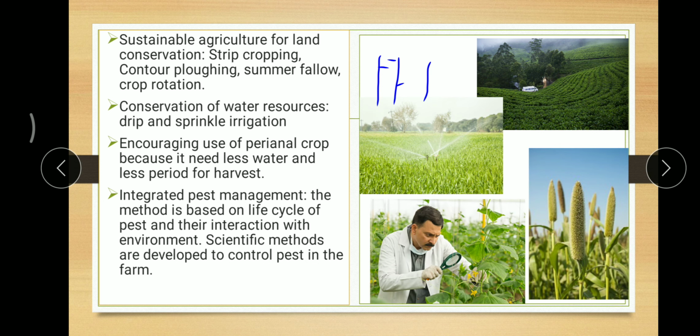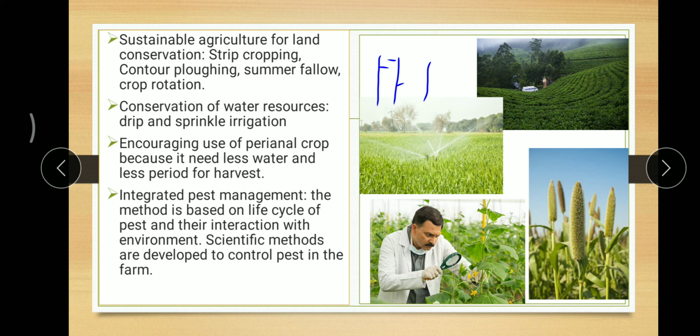The next method is integrated pest management. In integrated pest management, the method is based on the life cycle of the pest and their interaction with the environment. Scientific methods are developed to control pests on the farm. See, in this method, the life cycle of the pest is observed, meaning their birth, their growth, their reproduction time, their season and their death.